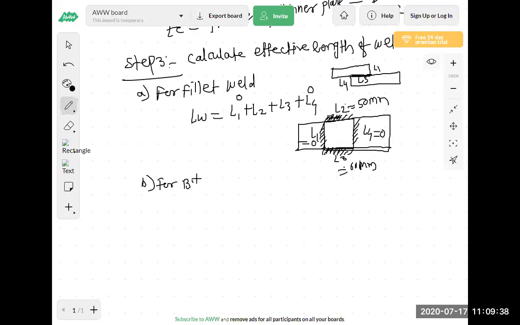For butt weld, how to calculate Lw? That is given directly in the problem statement. The length for a butt weld is given directly in the problem statement. So draw these figures and write down step 3.